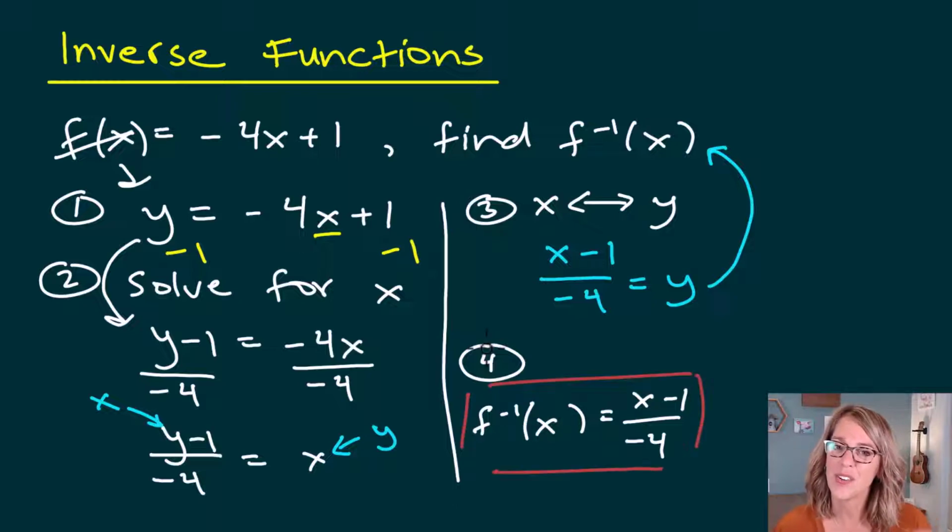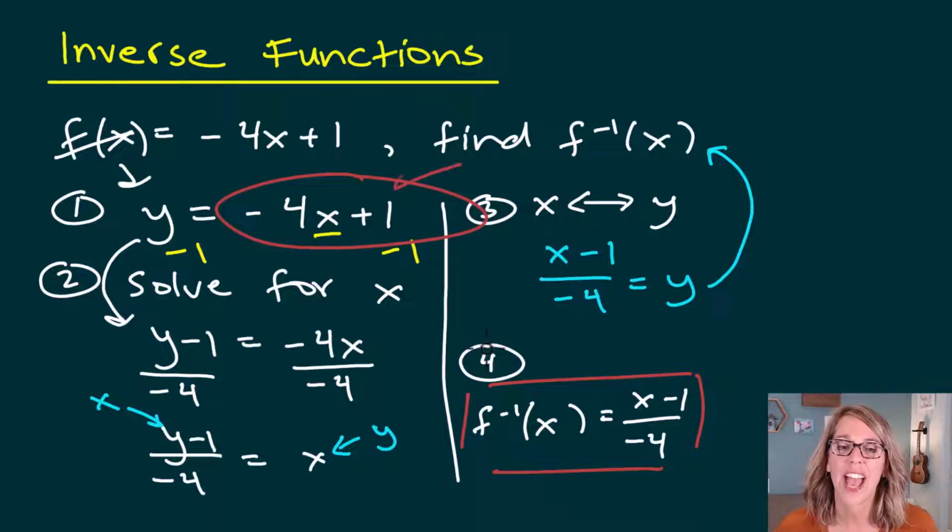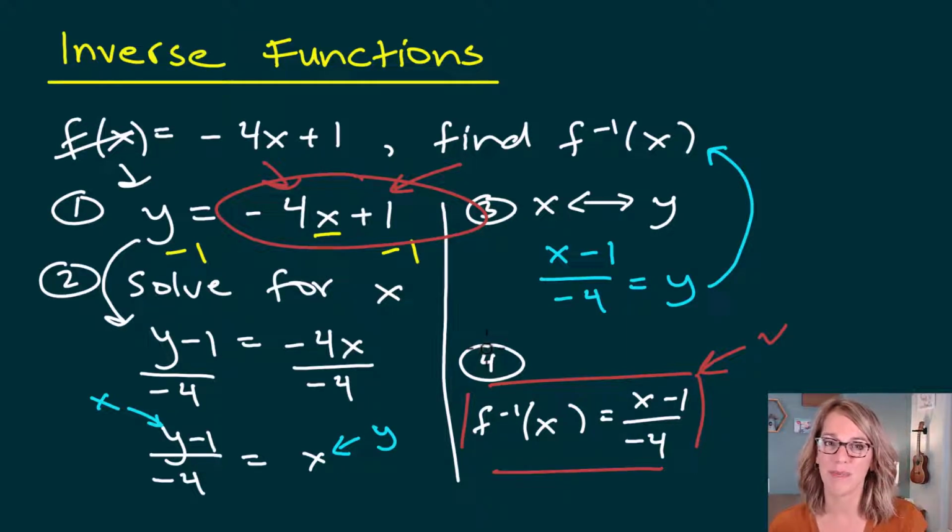And if you take a look, you can do a really quick check to make sure that you've got exactly what you want. In the original function, we added a 1, but in our inverse function, we're subtracting a 1. These should all be the opposite operations. In the original function, I multiplied by a negative 4. In my inverse function, I instead am dividing by a negative 4. So I'm feeling great about this answer. Here comes the next one.